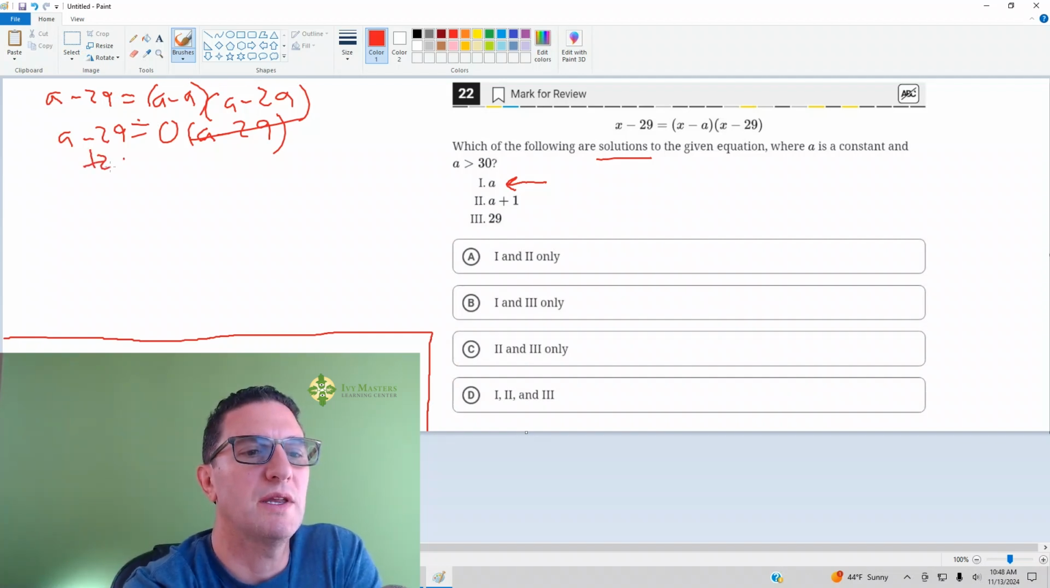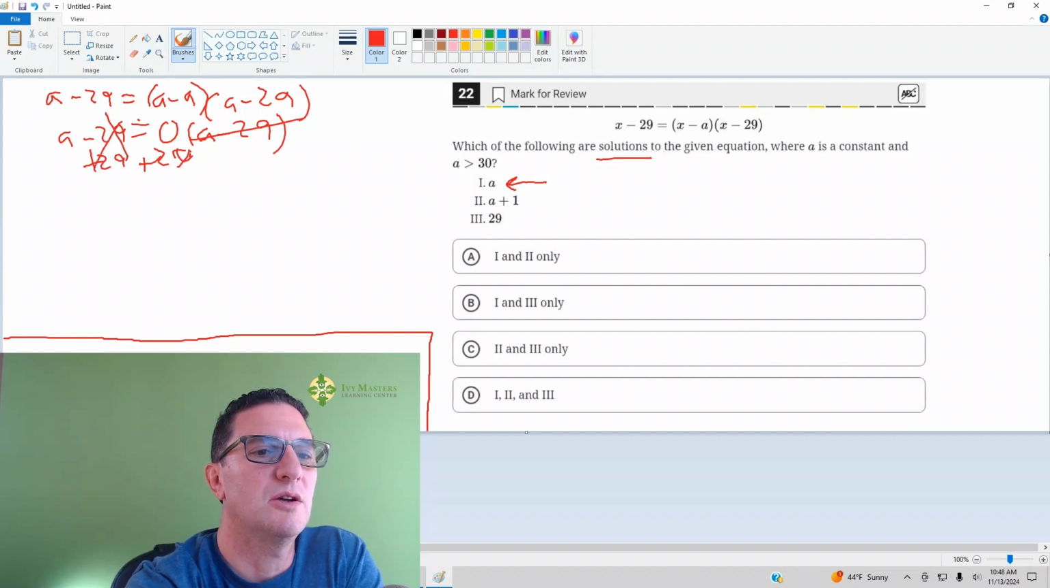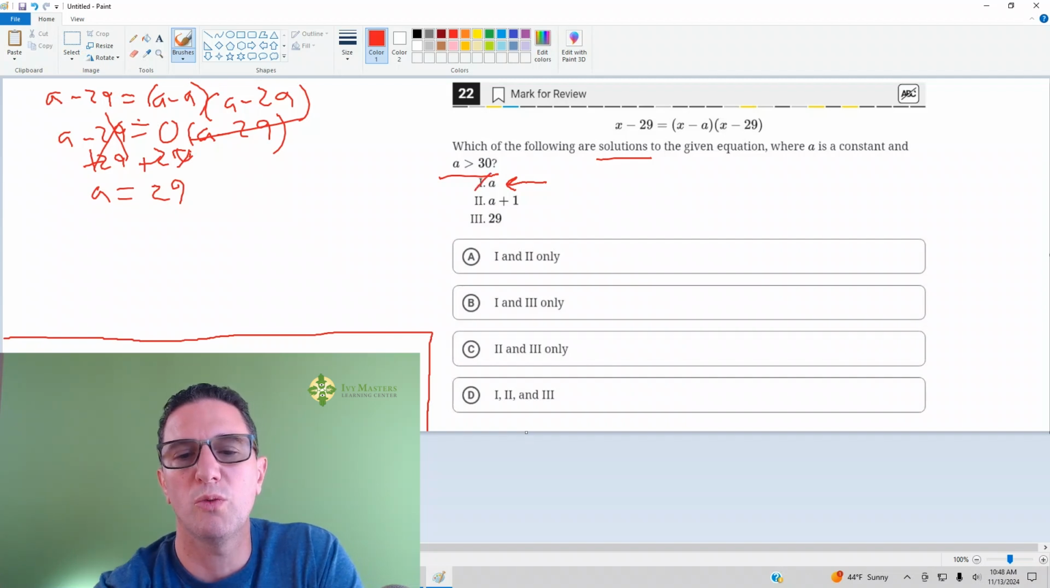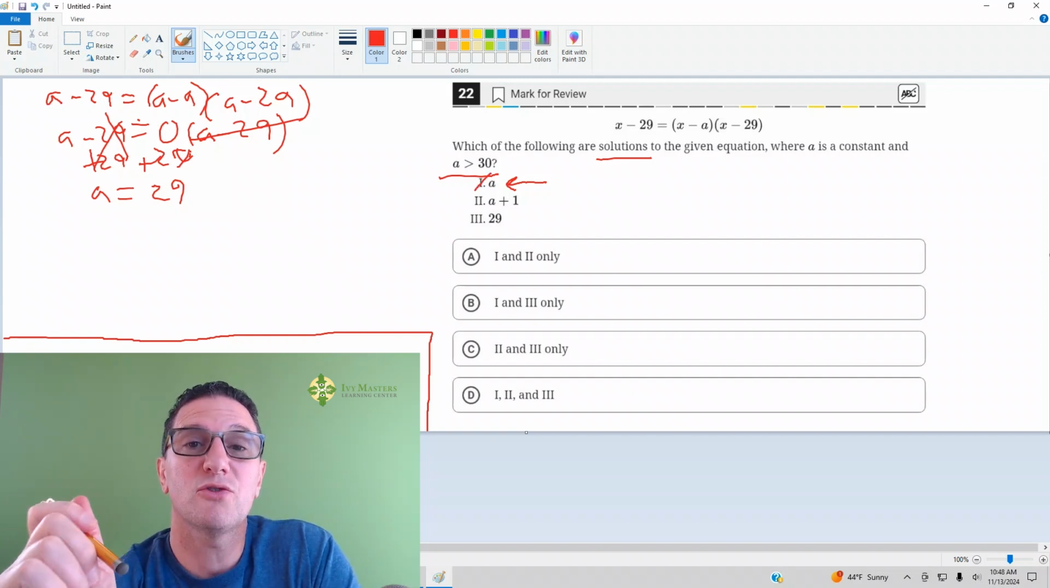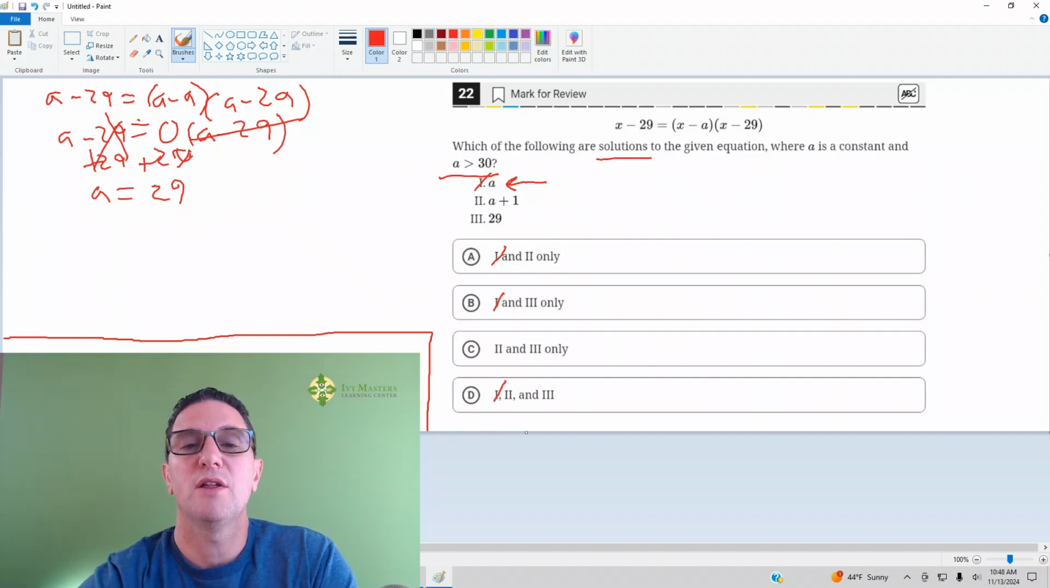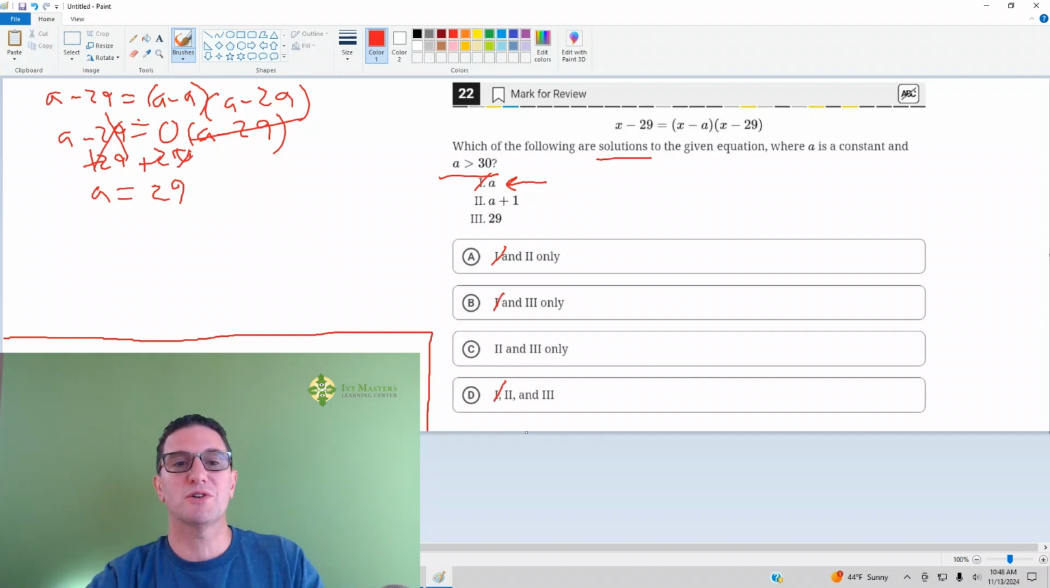You add your 29 to both sides, and here we cancel. So we get a equals 29. Well, it says that a has got to be greater than 30, so Roman numeral 1 is false. Since Roman numeral 1 is false, you can eliminate A, B, and D. They're all gone. You've got your right answer, C.